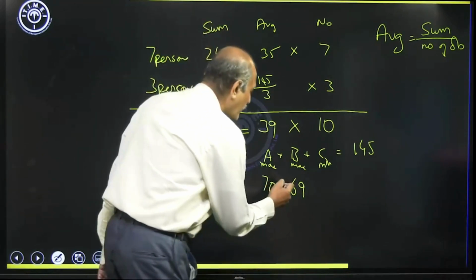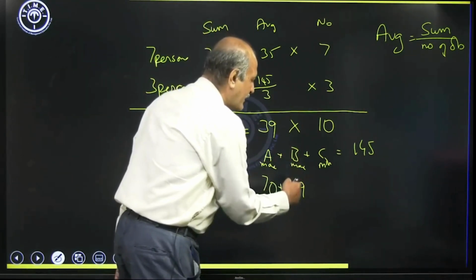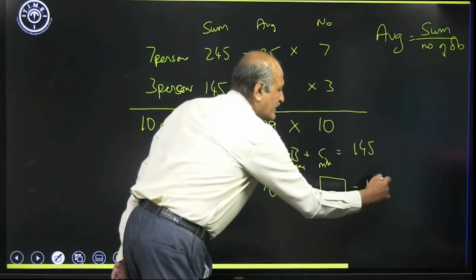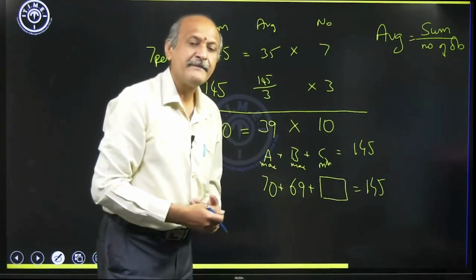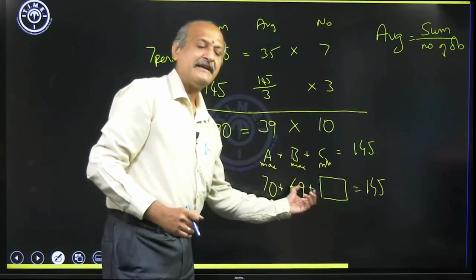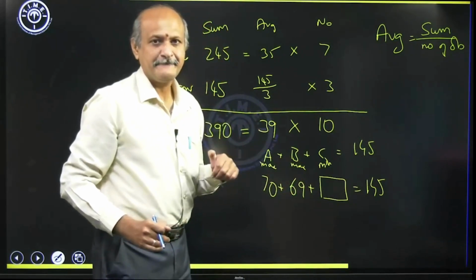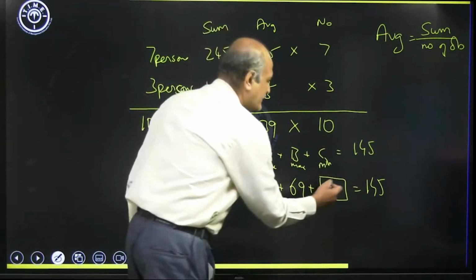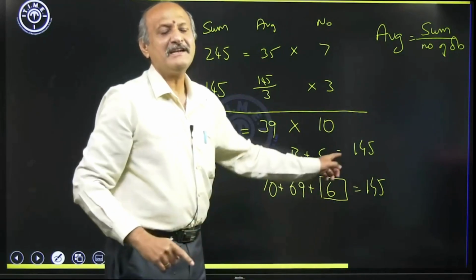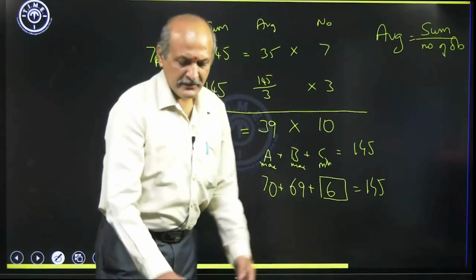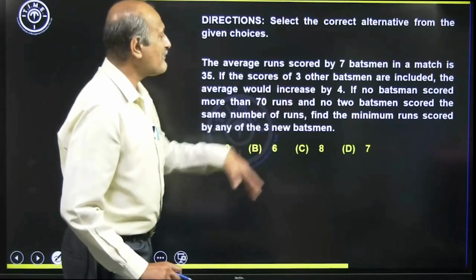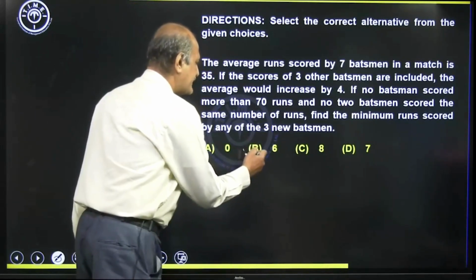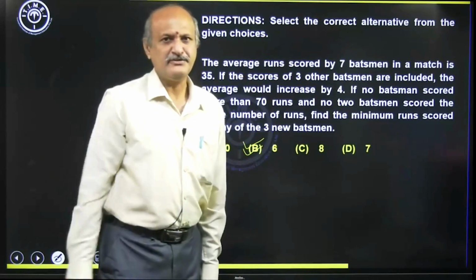That's it. So if one person gets 70 and another person gets 69, what should be the value for this third person so that the sum total is equal to 145? That's what we are trying to find. Please observe, 70 plus 69 comes to 139. 139 plus how much would equal 145? Well, this is equal to 6. That is the minimum value that a third person can get. The question is asking for the same: find the minimum runs scored by any of the 3 new batsmen. It is equal to 6. That is there in option B. That is the answer to this question.